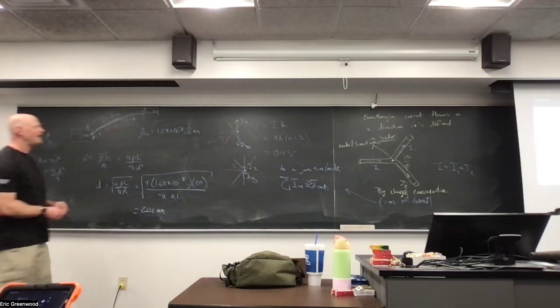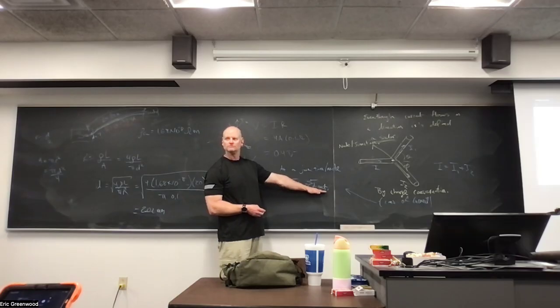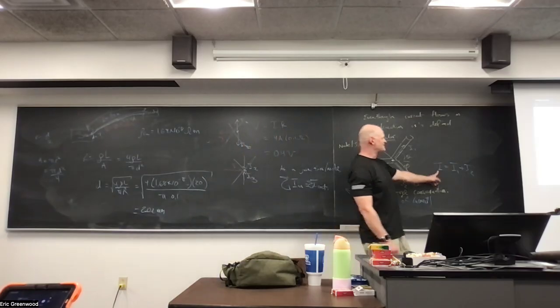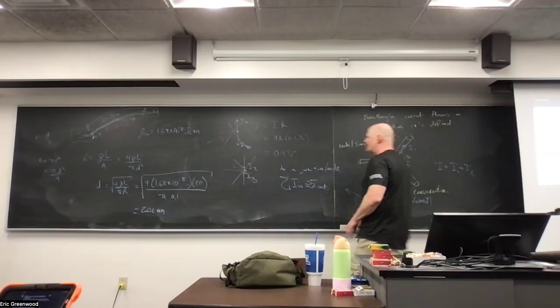So it has to be true that at any junction, the amount of current coming in has to be equal to the amount of current going out. So in this case, what's coming in is I, what's leaving is I1 and I2. Okay, so this is something.